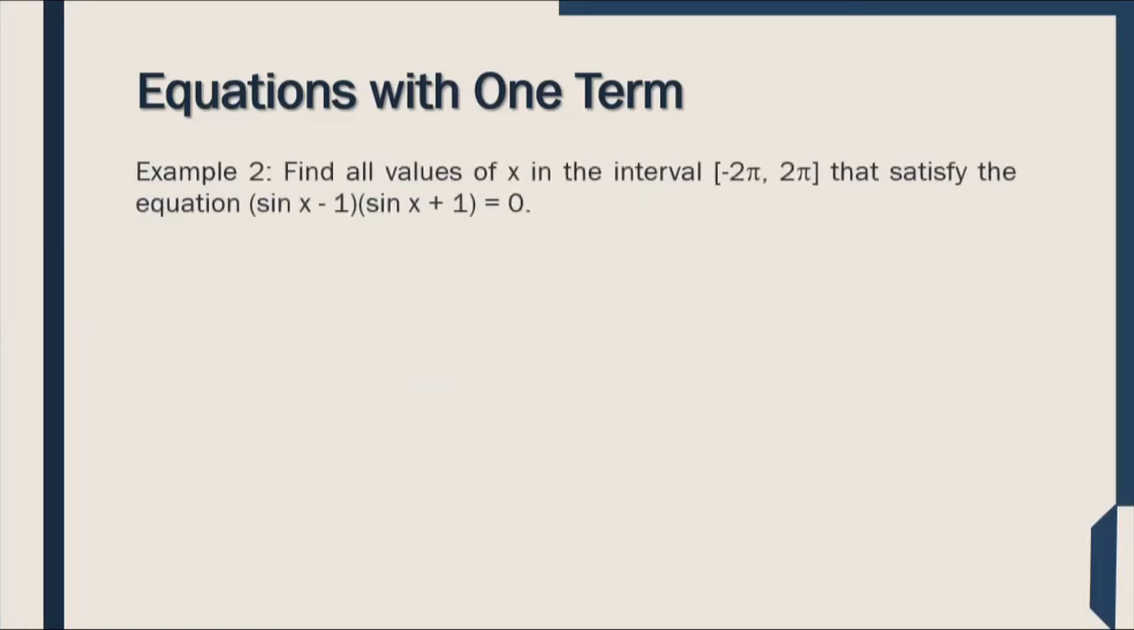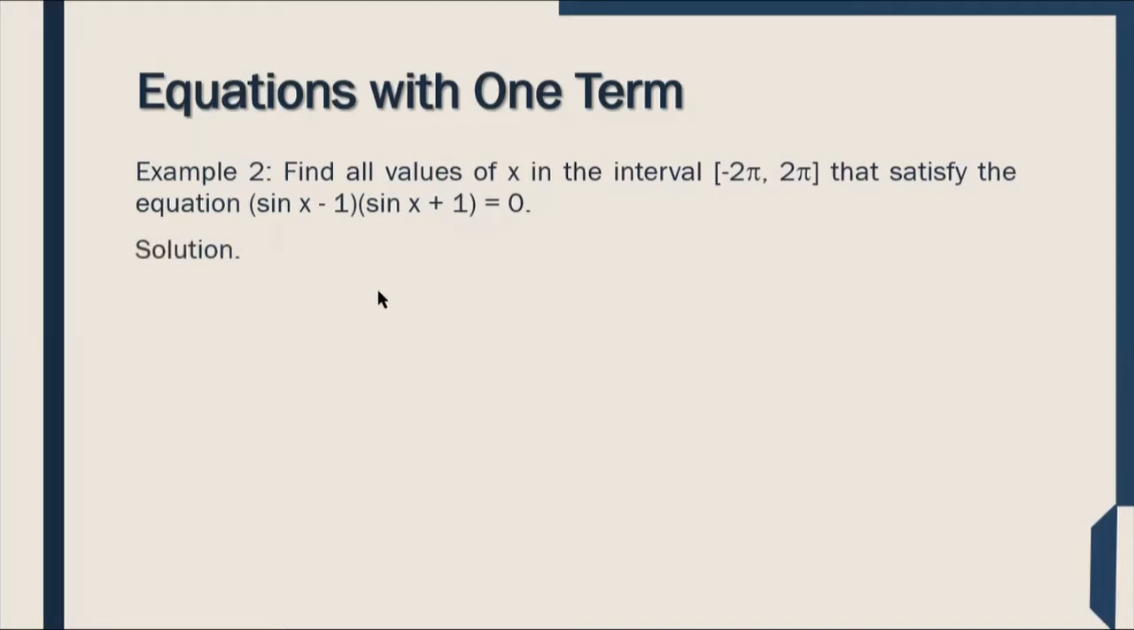Next, example number 2, under pa rin ito ng equations with one term. Find all the values of x in the interval of negative 2 pi, 2 pi. Kapag nasa degree ito, yung kanyang closed interval ay negative 360, 360 degrees, that satisfies the equation of quantity sine x minus 1 and sine x plus 1 equals 0.